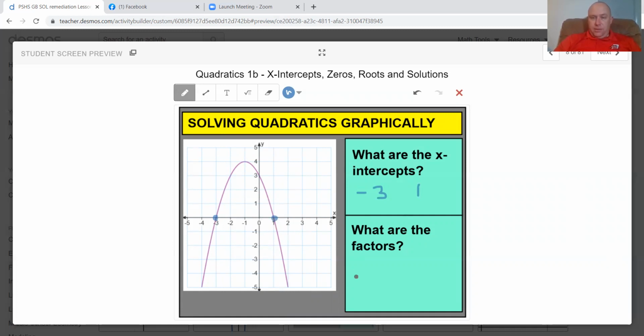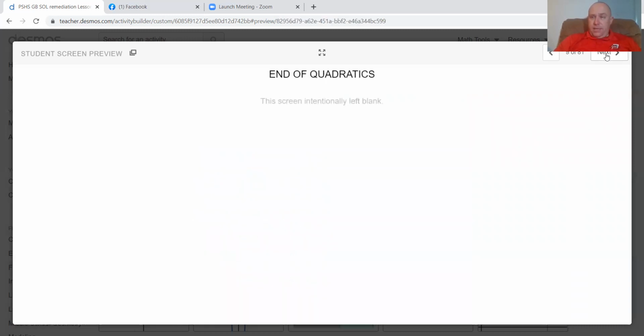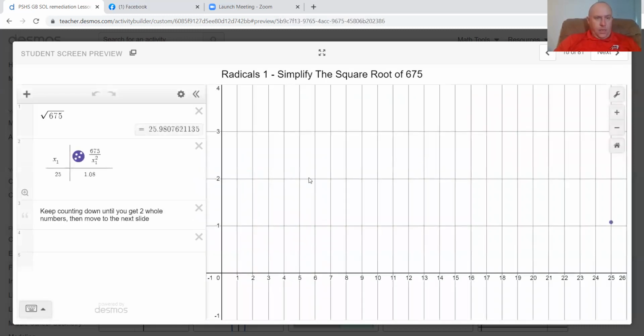If they ask you for factors, then we just do the opposites. So where it says negative 3, you would have x plus 3. And where it says 1, you would have x minus 1. So you just change the signs if you're not sure, if you want to convert from the intercepts into the factors. That's the end of quadratics.